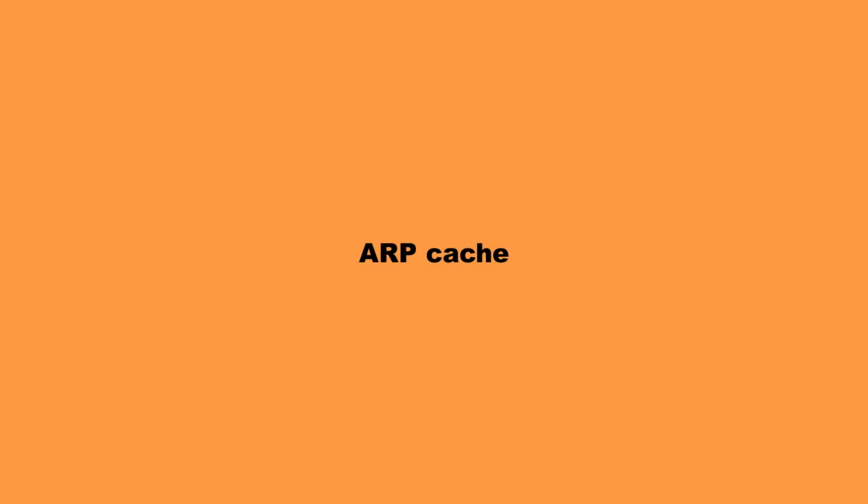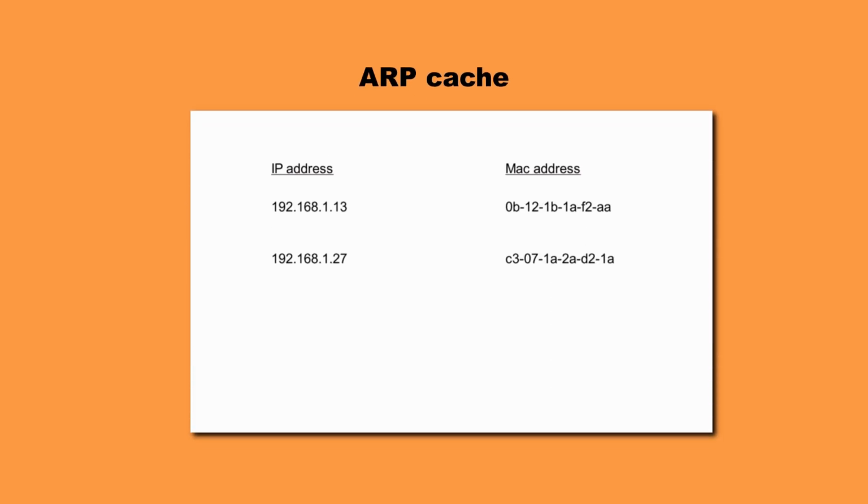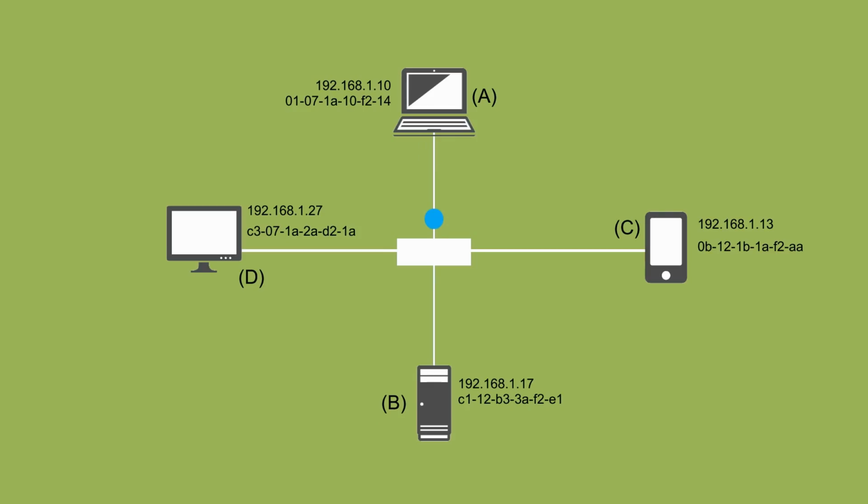So ARP has done its job, but what about the next time device A wants to send a message to device B? Well, this is where the ARP cache comes in handy. After a device's MAC address has been obtained through ARP, to avoid having to use ARP again, delaying the connection process and congesting the network, the information is stored for future use.